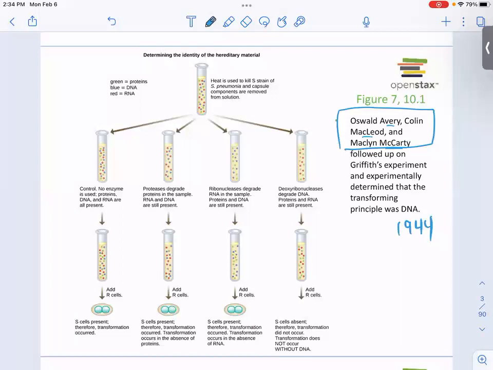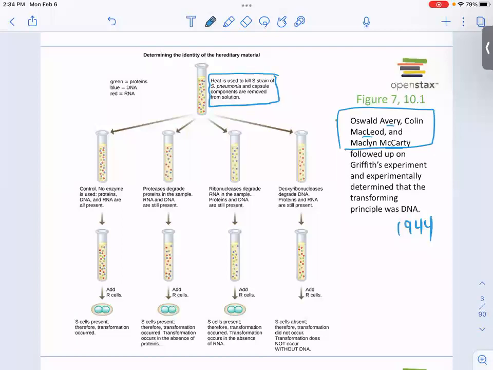So what they did, again, they took the killed S strain from Streptococcus pneumoniae. They somehow removed the capsule from that, because they knew that that didn't play a role in the actual hereditary principle. And they didn't really understand if it was a protein, if it was DNA, or if it was RNA that was the main hereditary principle. They talk about this in your book, that they really thought protein was the most likely candidate, because proteins are made up of 20 different amino acids. There's a lot of variability there. So they thought that that was probably a protein, but they didn't know for sure.